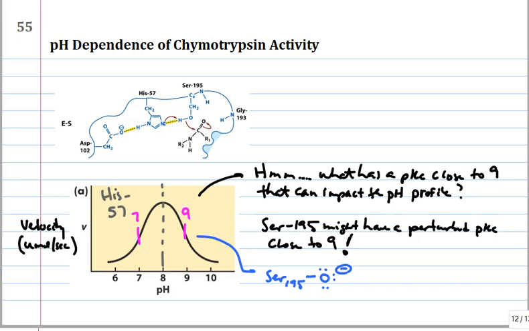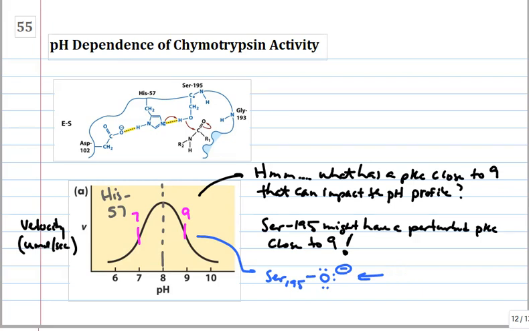No, that would support the mechanism. That's what we were needing: serine 195 to be negatively charged in the mechanism. So this can't be our culprit, if you will. Okay? We need this for the mechanism. So it can't be the other issue in this bell-shaped curve pH profile, because we need to form this.